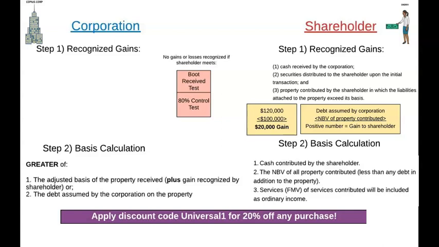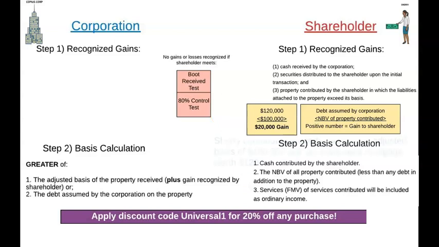Something also to note, and this is something kind of sneaky that might get thrown in there: the shareholder who contributes only services is not going to be counted as part of the control group for purposes of the 80% control test. So they're not going to be incorporated within that 80% control test when it comes to measuring gains or losses.